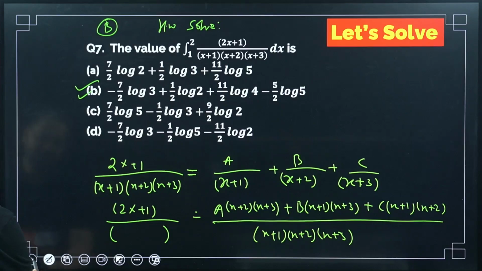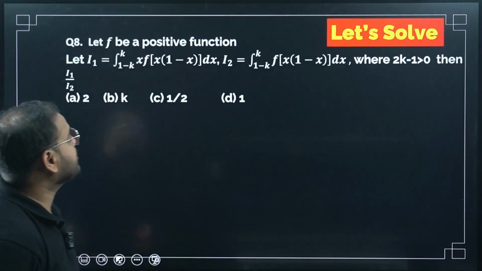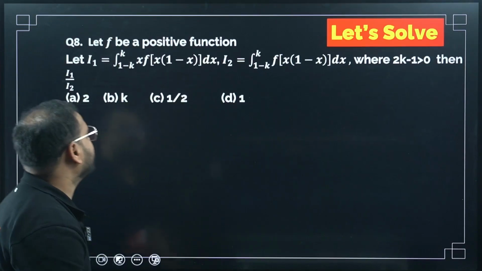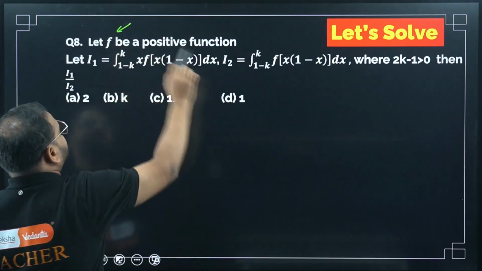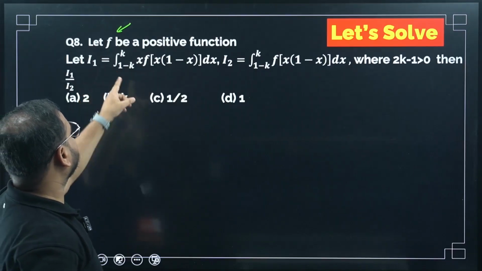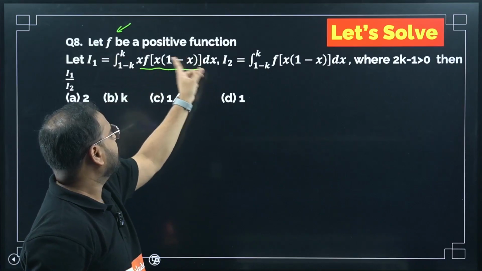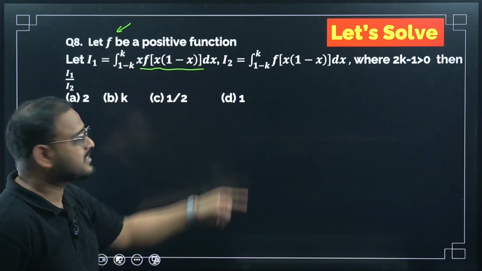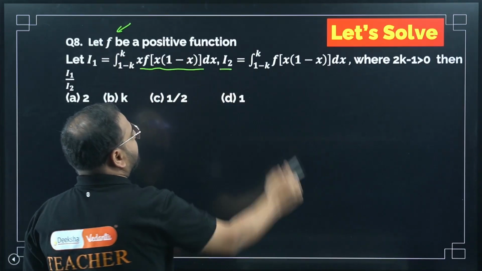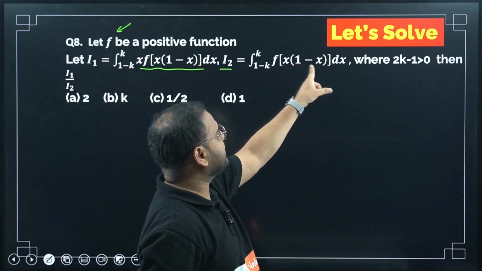Question number 8. If f is a positive function, for any positive function f, they have given this. One of the integrals is I1 equals the integral with limits from 1 minus k to k of x times f of x times 1 minus x. Same goes with I2 also. It is defined from 1 minus k to k, limit remains the same, with the function defined as x times 1 minus x dx.